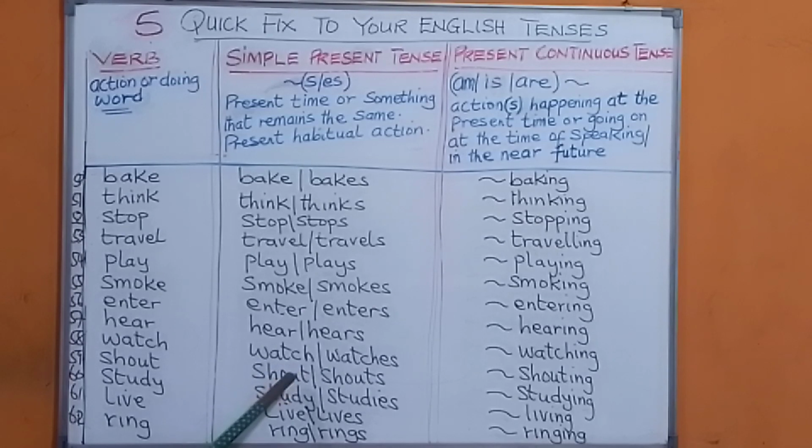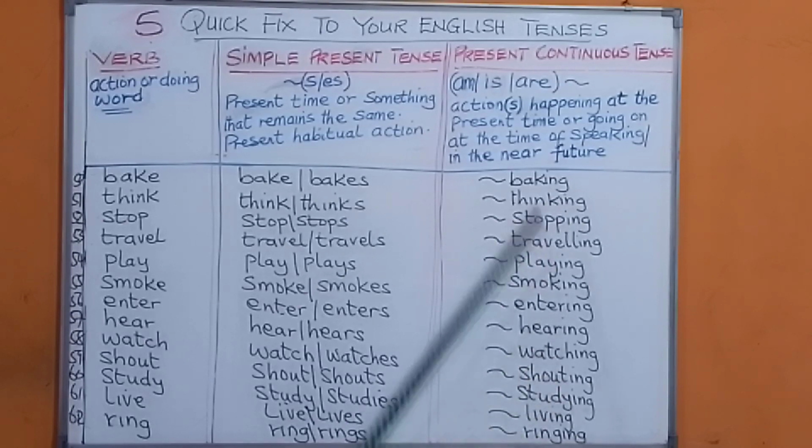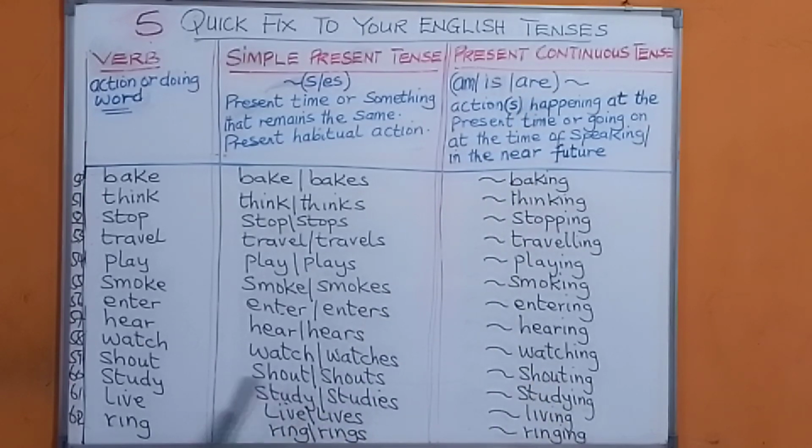Shout. We shout at the top of our voice. They shout. My brothers shout. But singular, shouts. The sister shouts. The man shouts. The girl shouts. The lady shouts. If you are using that as present continuous, say shouting. I am shouting at the top of my voice. He is shouting at the top of his voice. We are shouting at the top of our voice.